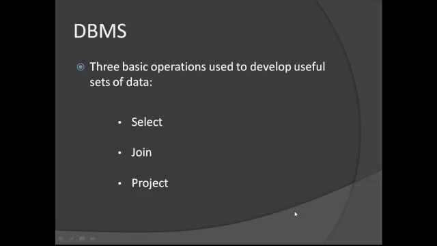Well, the three basic operations used to develop useful sets of data are select, which creates a subset of data of all records that meet the stated criteria; join, which combines tables to provide users with more information than is available in individual tables; and project, which creates a subset of columns in a table, creating tables with only the information specified.